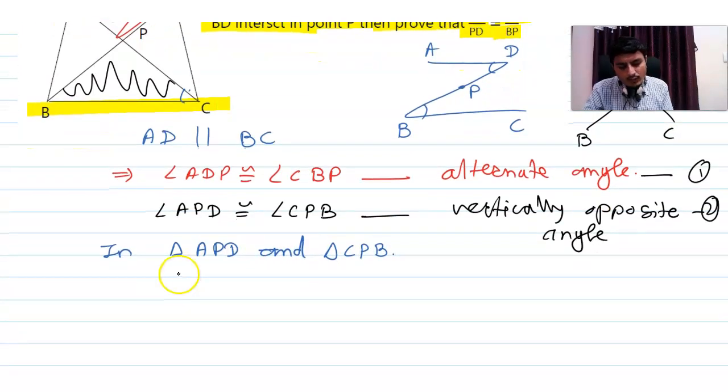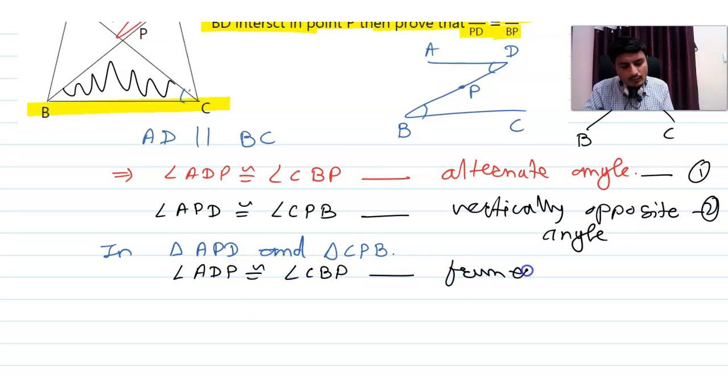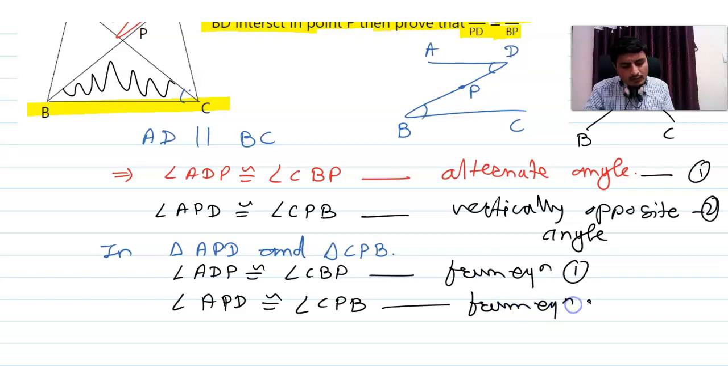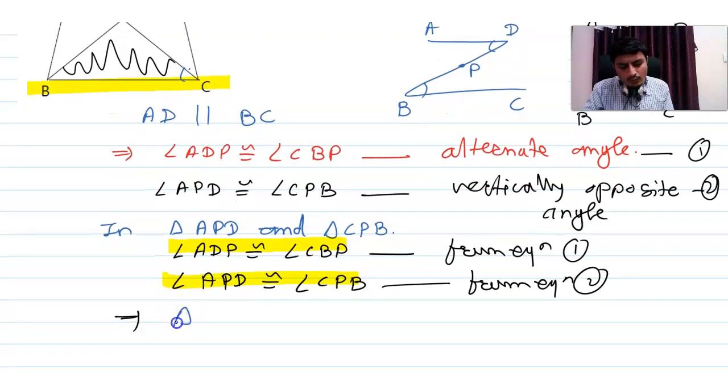So look, from equation 1 we are having angle ADP is congruent to angle CBP. And angle APD is congruent to angle CPB; I am writing the reason behind it, from equation 2. Now we can say that the corresponding angles are congruent. Then the given two triangles, APD and triangle CPB, are said to be similar by angle-angle test.